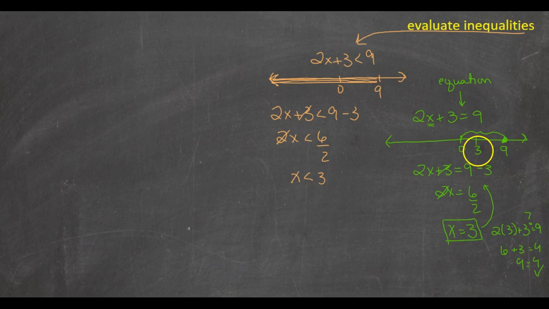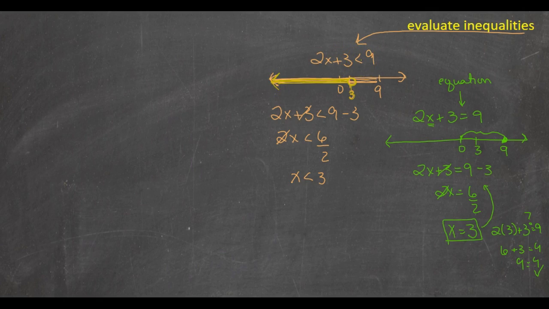So again, I got 3 for an output, but it's not allowed to actually be 3, because if it equaled 3, then the left-hand side would be exactly 9, and the inequality says it has to be smaller than 9. And so I show that I don't want to use that by putting a circle at 3 on my number line. So this is the solution. And that means any x value smaller than 3 is going to make the statement true.